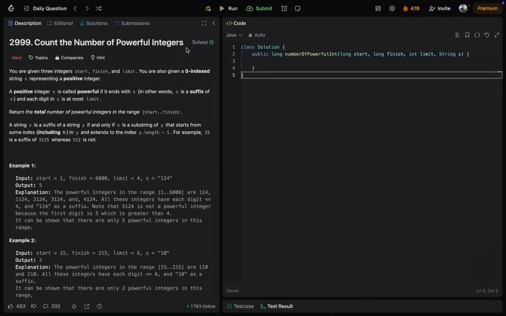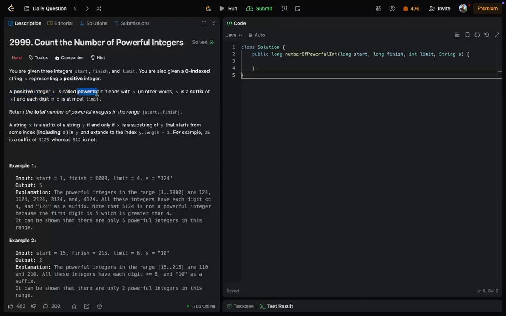Here we go. We have a question. Count the number of powerful integers. You are given three integers start, finish and limit. You are also given a zero-indexed string s representing a positive integer. A positive integer x is powerful.